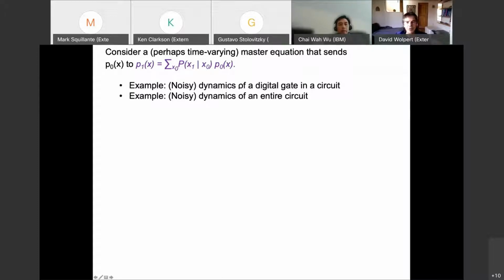Examples, particularly germane for the meeting today, this past week, is the noisy dynamics of a digital gate in a circuit. You could model that with a CTMC, continuous time Markov chain, or an entire circuit.